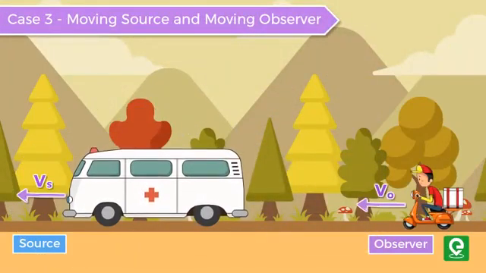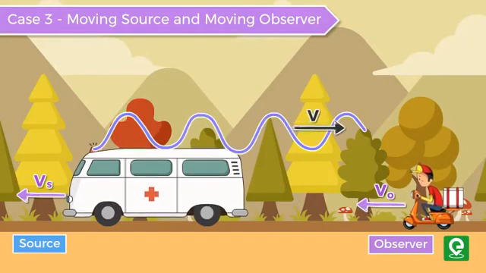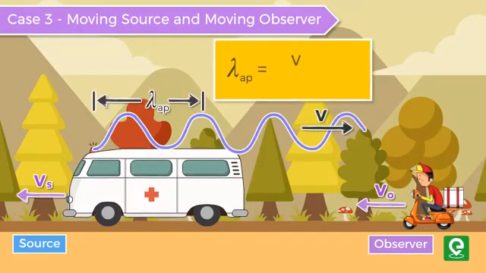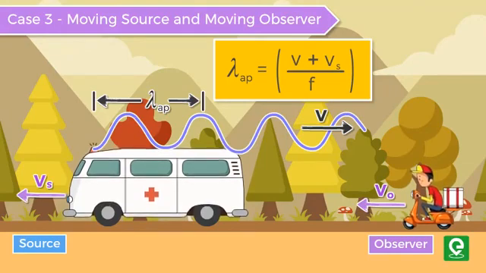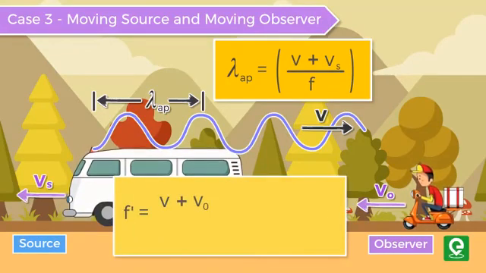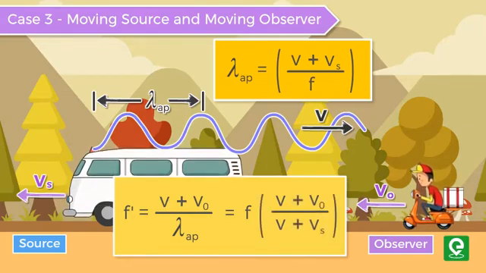Case 3. Moving source and moving observer. In this case, if both the source and the observer are moving in the same direction with velocity vs and v naught respectively, the sound wave produced by the source has frequency f and the apparent wavelength is equal to (v plus vs) whole divided by f, where v is the velocity of sound. Now this sound wave will approach the observer at relative velocity of v plus v naught. Therefore, the apparent frequency of sound heard by the observer, f dash, is equal to f into (v plus v naught) whole divided by (v plus vs).